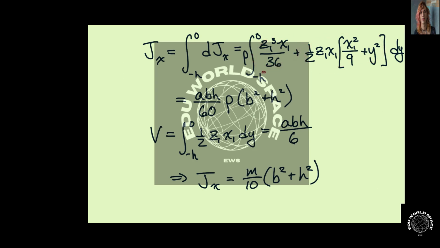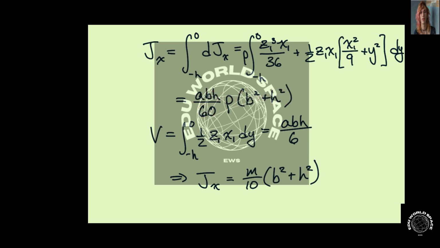And so we can multiply it all out and crank through all the calculus, and a half hour later we wind up with a fairly simple answer here, and that is that J about x is abh over 60 times the density times b squared plus h squared.